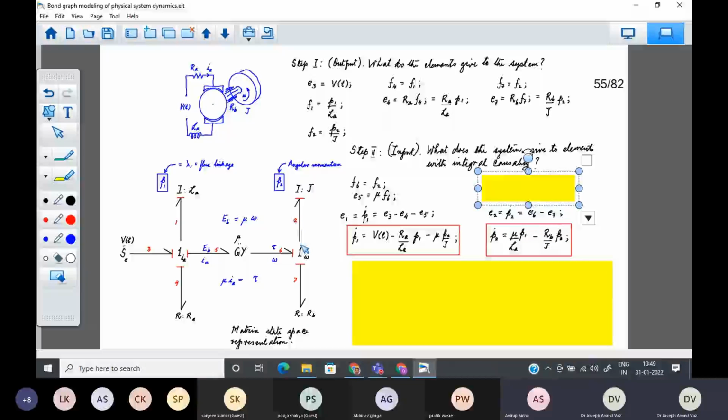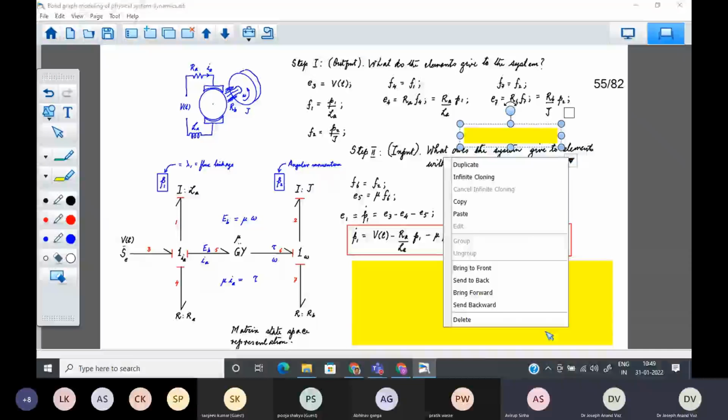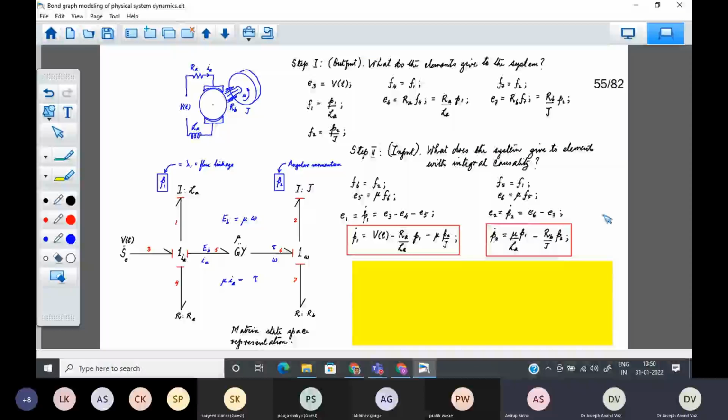And what is P2 dot? It's coming from this one junction, effort 6 minus effort 7. Okay. And we know effort 6 is mu times flow 5 from the gyrator relation. So effort 6 can be written as mu times flow 5. Flow 5 we already know, and flow 5 is the same as flow 1. So the right hand side gets worked out. This is mu upon LA into P1 minus RB by J into P2. Okay, when you substitute the variables and parameters.